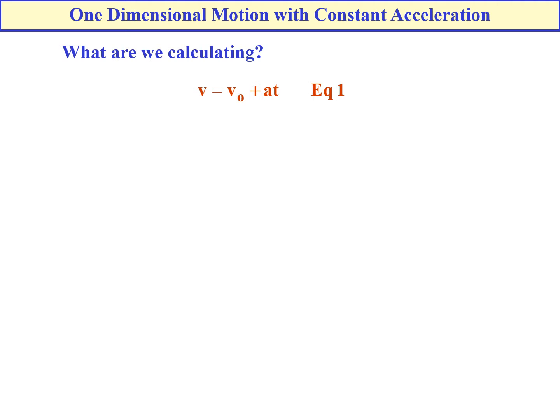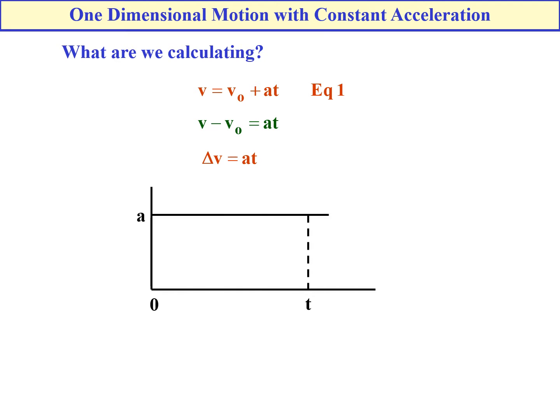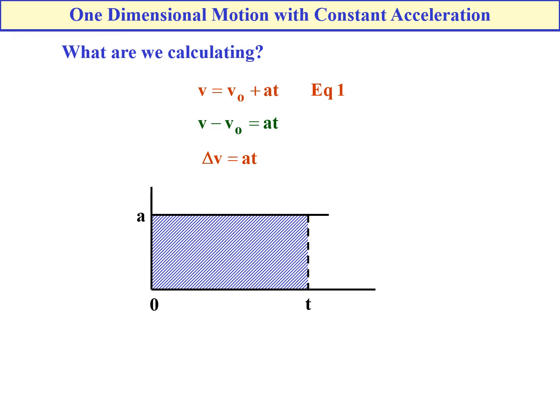So if we look at this equation, we can actually see what we're calculating. Notice here that we have final velocity minus initial velocity equals acceleration times time. So if we look at an acceleration versus time graph, especially if it's a constant acceleration, the change in velocity equals this area. So the base and the height would be acceleration times time. So that's where we get that the area of an acceleration versus time graph will actually give us change in velocity.